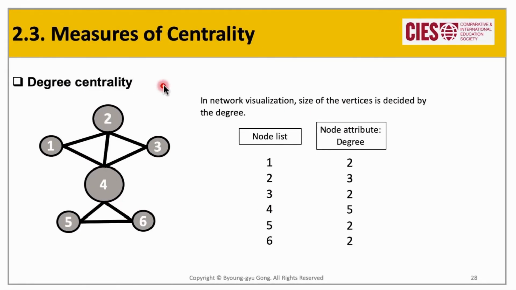Degree centrality is the simplest measure of centrality, summing up all the degrees each vertex has. In this example network, the node attribute is the degree centrality, and it simply sums up all edges each vertex has. According to the degree centrality, the size of the vertices is decided. The bigger vertices have the bigger score of degree centrality.